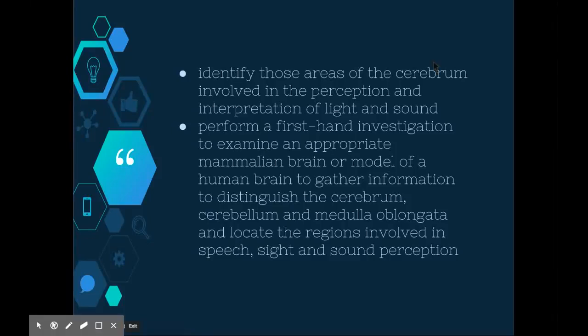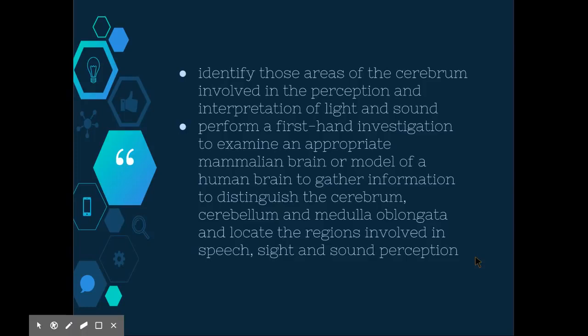This video is the last video in our communication series looking at the brain. So the 2 dot points we're going to start off with are: identify those areas of the cerebrum involved in the perception and interpretation of light and sound, and perform a first-hand investigation to examine an appropriate mammalian brain, in our case the sheep's brain, or a model of a human brain, to gather information to distinguish the cerebrum, cerebellum, and medulla oblongata, and locate the regions involved in speech, sight, and sound perception.